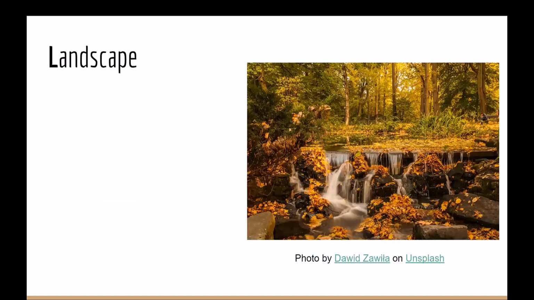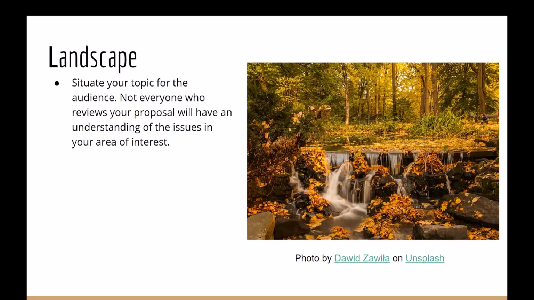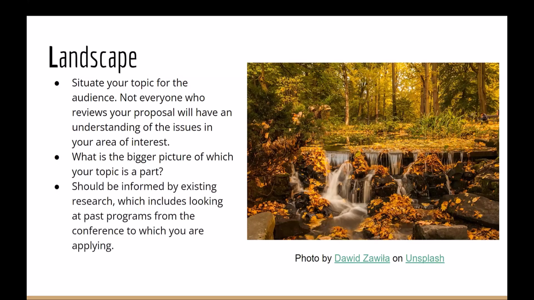So landscape. This is about situating your focus within the bigger picture that relates to your session. This is really important because those who are evaluating your proposals may not understand the importance or the value of your presentation because they aren't operating in your discipline. So for example, if you're submitting to a conference that may be outside the library world, I've done that before and I'll show you one example. Or the reviewers might not be familiar with your area of librarianship. So for example, if you have a technical service librarian evaluating an information literacy session proposal and vice versa.